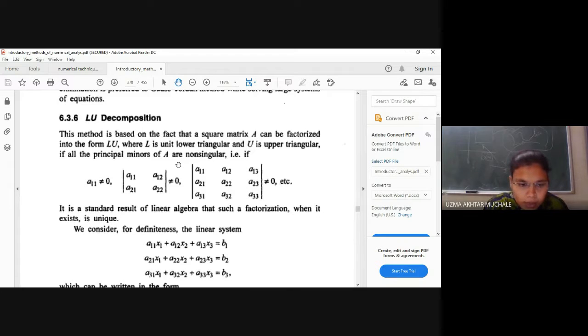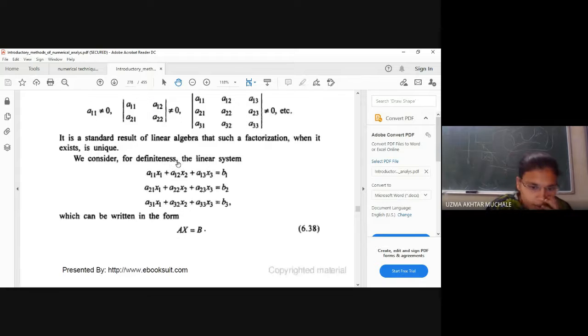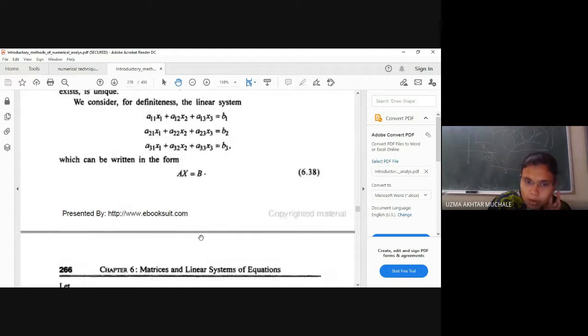For that, let us start with a system of three equations. I can write A as a matrix with the coefficients a11, a12, and so on. X is with x1, x2, x3. B is with b1, b2, b3, which is a column matrix.